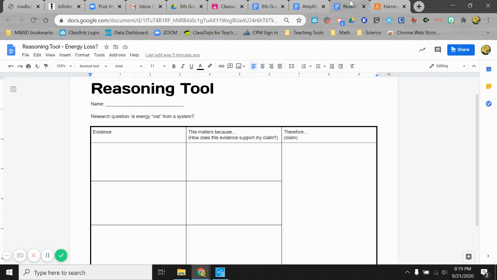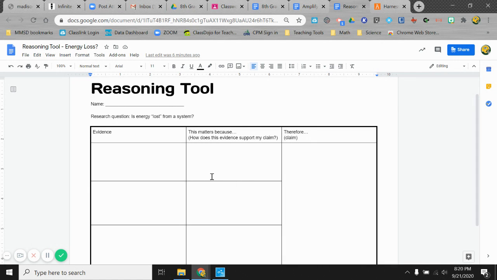Right, so today what we're going to be looking at is this reasoning tool, and we're going to be looking at the question, is energy lost from a system? And we're going to try to find evidence that either energy is lost from a system or is not lost from a system, and we'll put in our evidence in this column here.